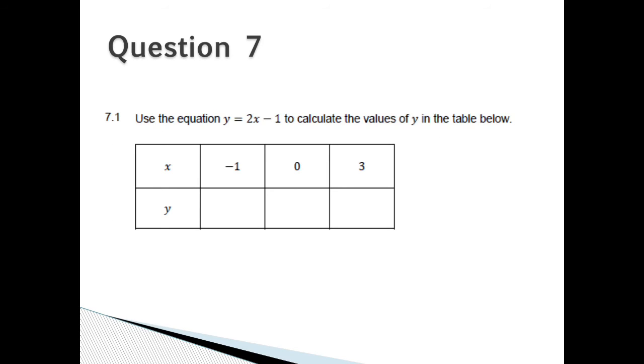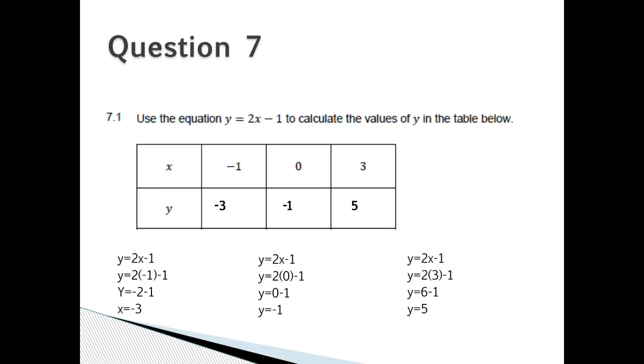Question 7.1. Use the equation y is equal to 2x minus 1 to calculate the values of y in the table below. So x is minus 1, 0, or 3. You will then substitute the values of x in order to determine the values of y. If you substitute minus 1 into the equation y is equal to 2x minus 1, y is equal to 2 times minus 1, which will equal minus 2 minus 1, so y will equal negative 3.